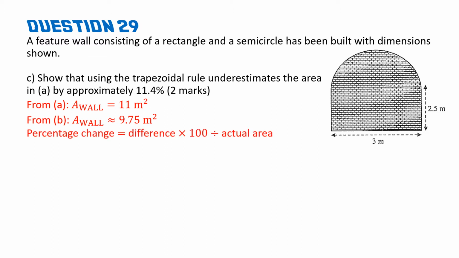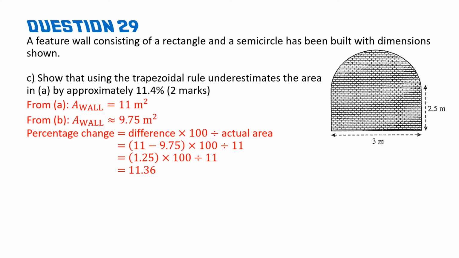Percentage change, that you would have learned way back in year 8. It's the difference between our two values times 100 because we want a percentage, and then we're going to divide that by what was the actual area that we've had. So in this instance, the difference is 11 minus 9.75 times 100 divided by 11. You can type that straight into your calculator. Otherwise, 11 minus 9.75 is 1.25. Regardless of which of those two lines you type into your calculator, you're going to get 11.36.